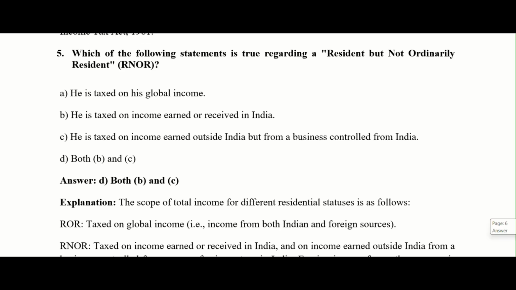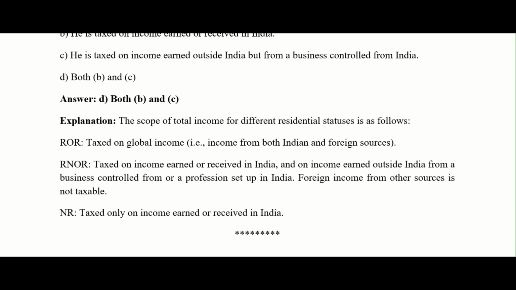Explanation: the scope of total income for different residential statuses is as follows. A resident and ordinarily resident is taxed on global income, that is income from both India and foreign sources. A resident but not ordinarily resident is taxed on income earned or received in India and on income earned outside India from a business controlled from, or a profession set up in, India. Foreign income from other sources is not taxable. A non-resident is taxed only on income earned or received in India.